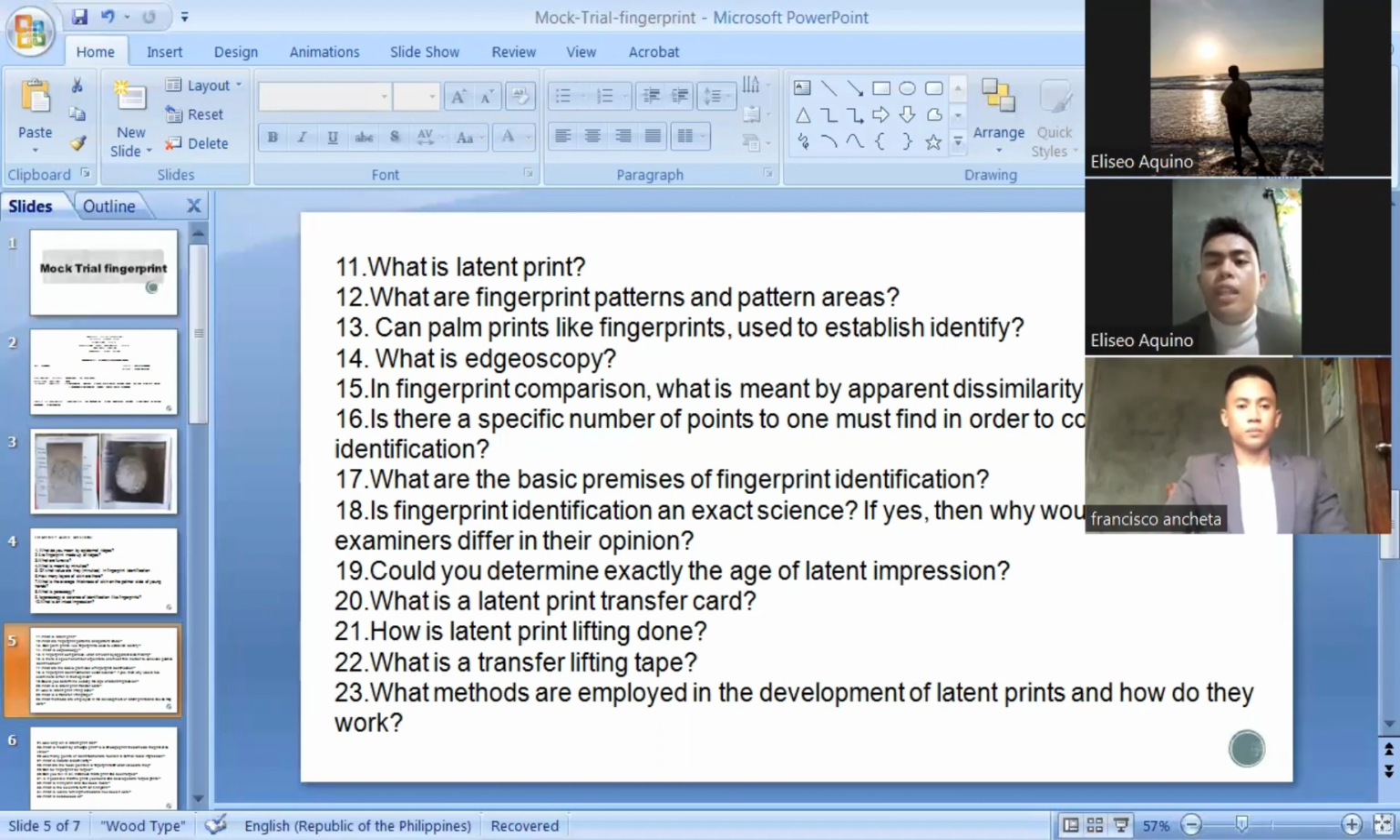How long will a latent print last? There is no scientific way to know how long a latent fingerprint will last.